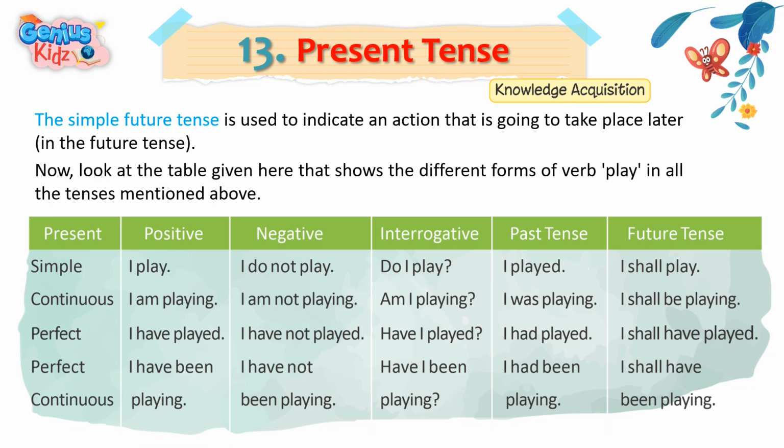Perfect: I have played. I have not played. Have I played? I had played. I shall have played. Perfect continuous: I have been playing. I have not been playing. Have I been playing? I had been playing. I shall have been playing.